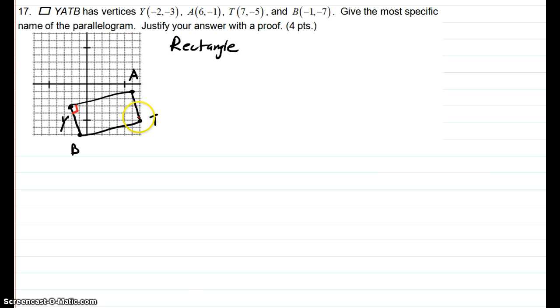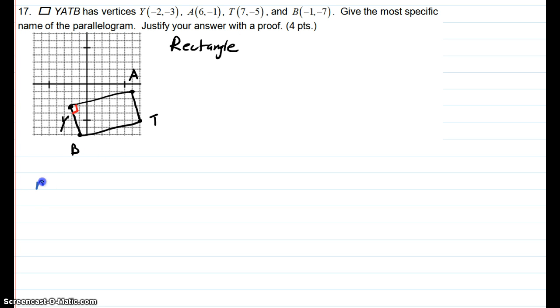And for a rectangle, if a parallelogram has one right angle, that means all the angles are going to end up being right. So if I can just show that this line is perpendicular to this line, that's enough information to show that it's a rectangle. So to find that out, we're going to start by finding the slope. So we'll do a slope triangle.